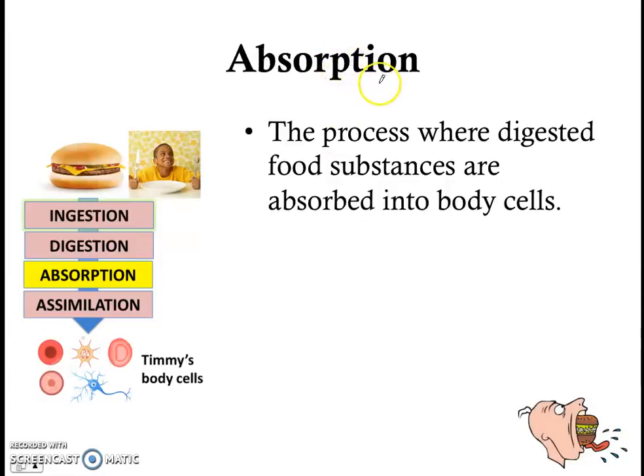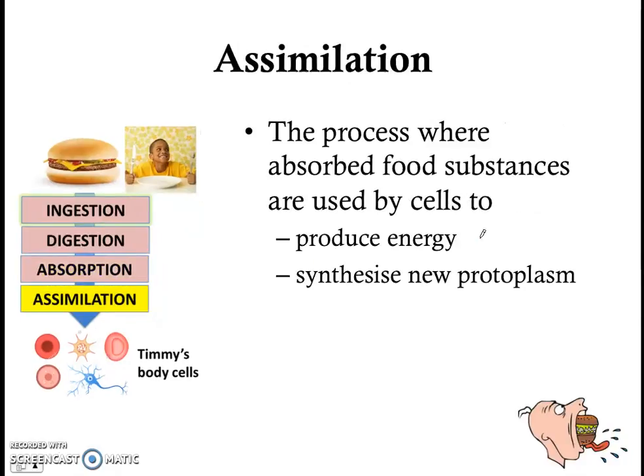Alright, next we have absorption. So once we've digested our food, we absorb it. Absorption is the process where digested food substances like glucose, amino acids, and fatty acids are absorbed into body cells. And we all know that this takes place mostly in the small intestine. And finally, we have assimilation. This is where the absorbed food substances are then used by cells to produce energy and also to synthesize new protoplasm, right? To make new cell membranes, new cytoplasm, and new nuclei.